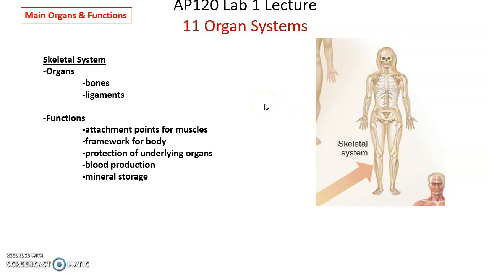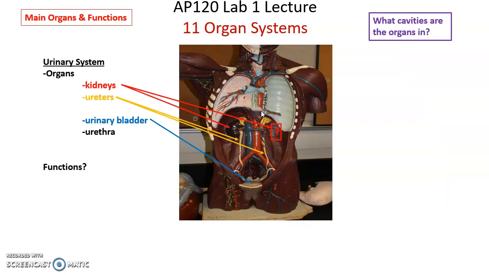The bones can also protect underlying organs. So, for instance, the skull helps to protect the brain. The rib cage and sternum help to protect the lungs and heart. Bones are also involved in blood production, producing the cells of the blood, and also in mineral storage, specifically calcium. Calcium is stored in our bones.